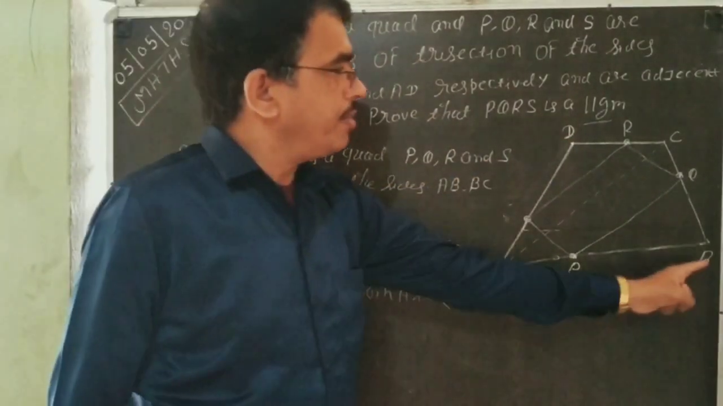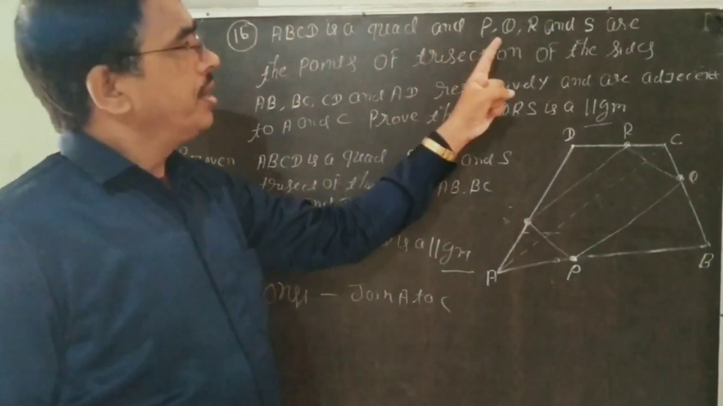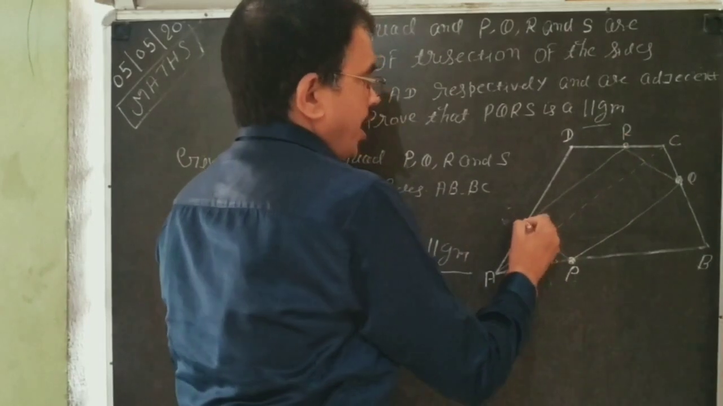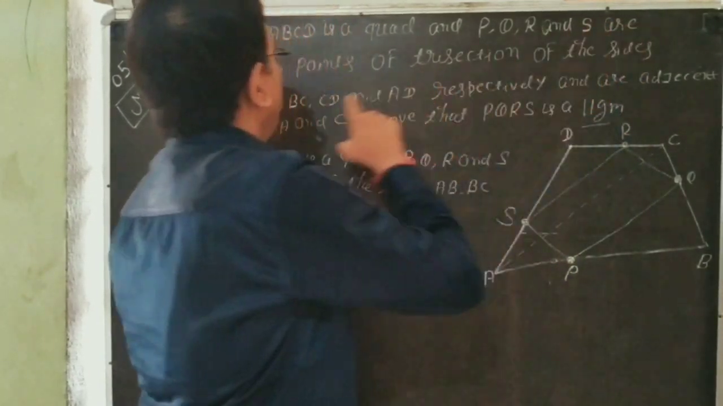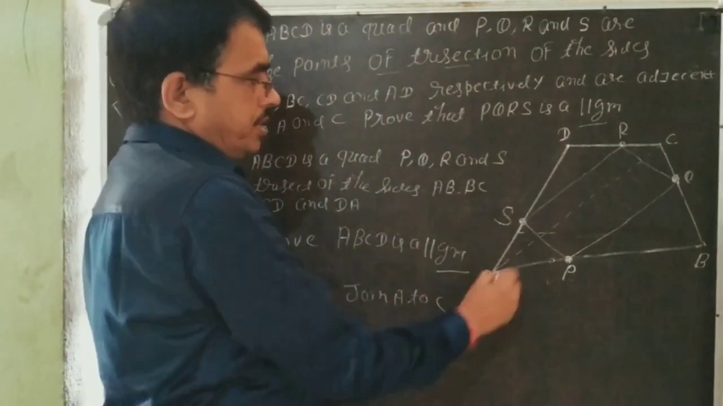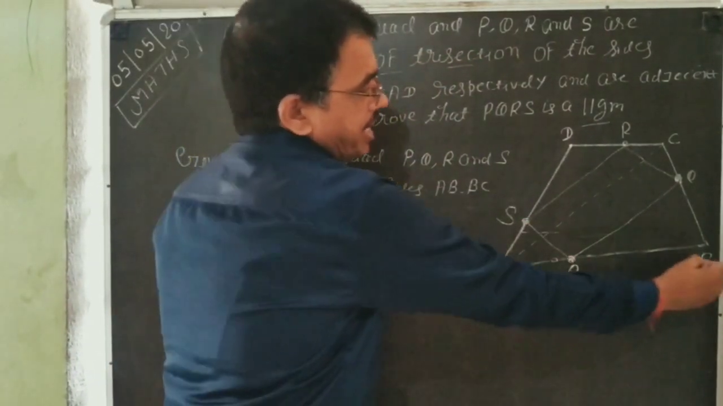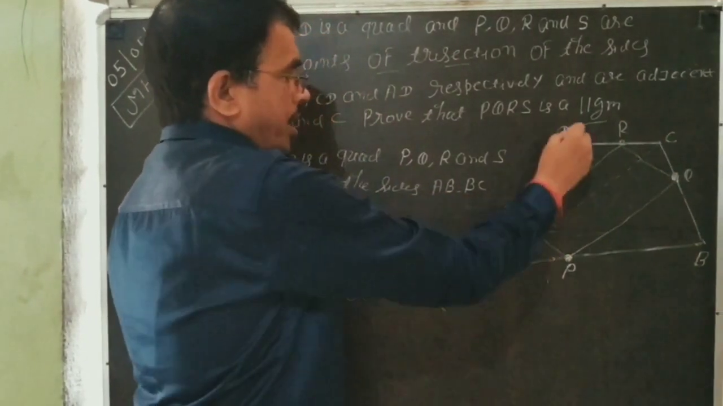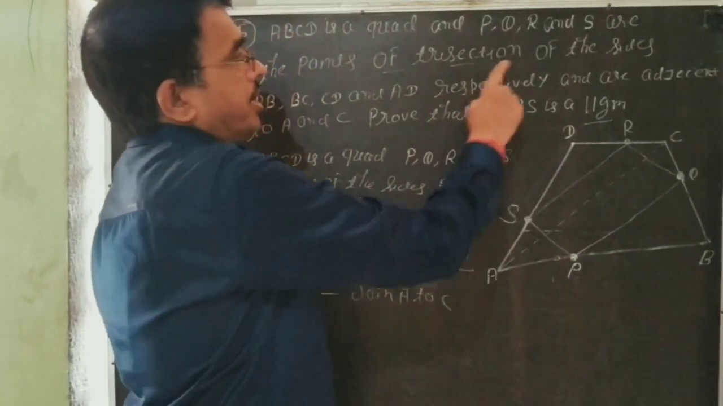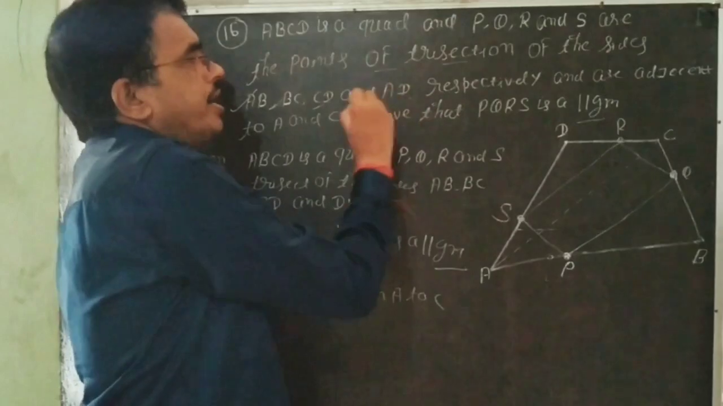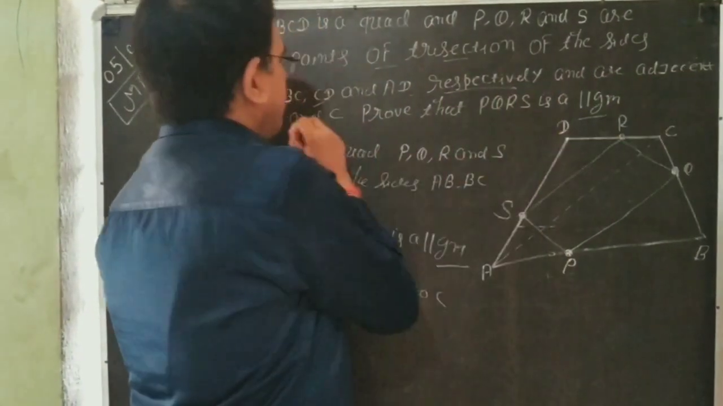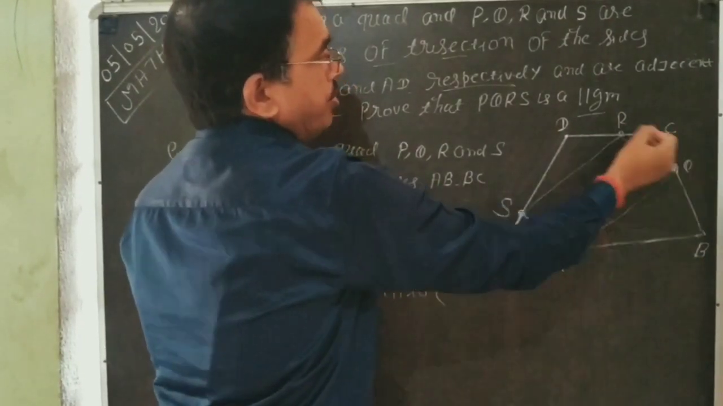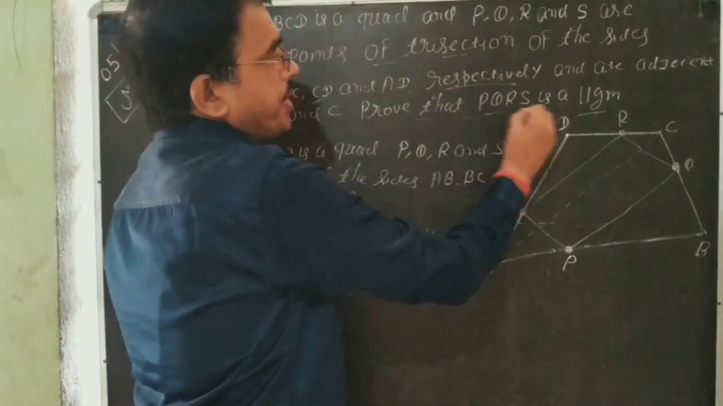In the figure, ABCD is a quadrilateral and P, Q, R and S are the points of trisection. Point P trisects the side AB, Q trisects the side BC, R trisects the side CD, and S trisects the side AD, respectively. They are taken in order from A to C, starting with P, then Q, then R, and last S. Then prove that PQRS is a parallelogram.